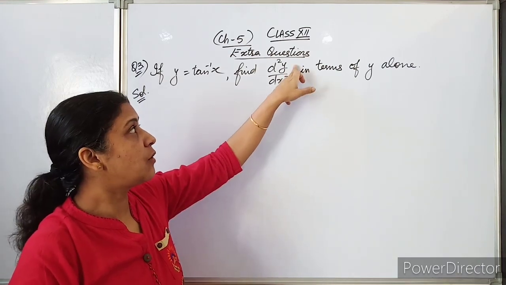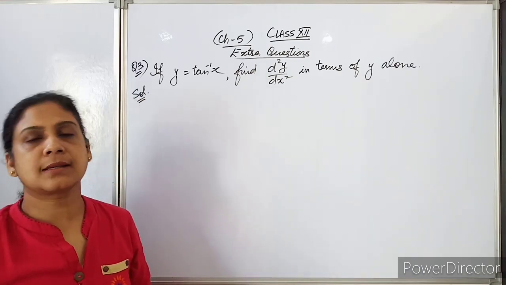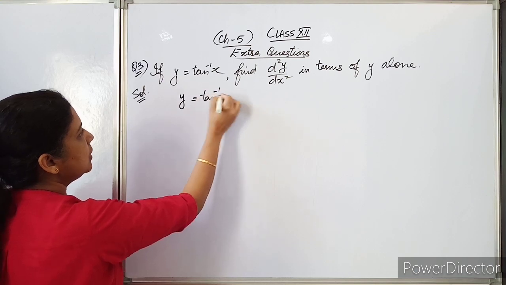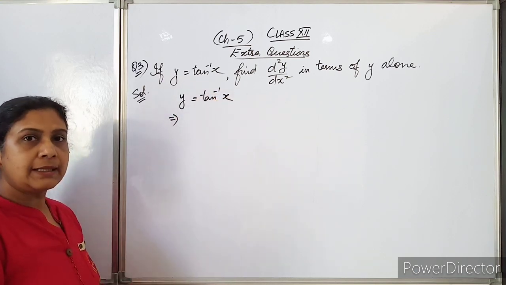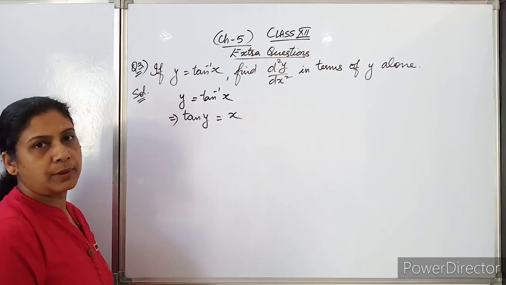Second order derivative of y with respect to x in terms of y alone. So we want the whole answer in terms of y. Let's start with the solution. y is equal to tan inverse x. Applying tan on both sides, we get tan y is equal to x.